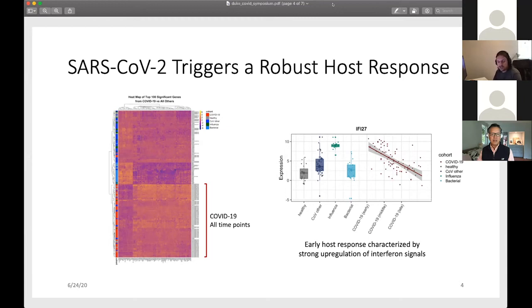Now, this ties back to what I was saying before about being partially consistent with respiratory infections, because only interferon signals are characteristic of that response, but as I will show you next, we can find genes that are more robust across all time points.